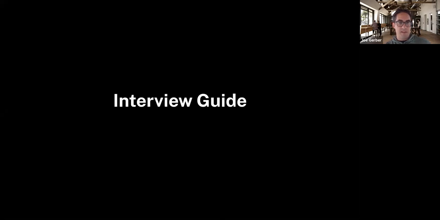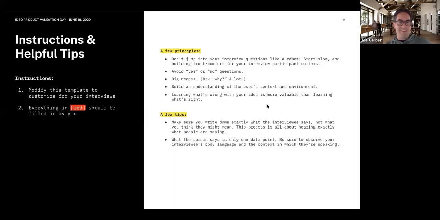Next one, interview guide. So customer interviews, we could do a whole talk just on this, but I won't. The thing to know with customer interviews is never ask yes or no questions if possible, because what you're trying to do is get the person talking and get them to reveal information that you can design around. And so you don't want to just have them confirming assumptions that you already have. You want to start to surface new things.